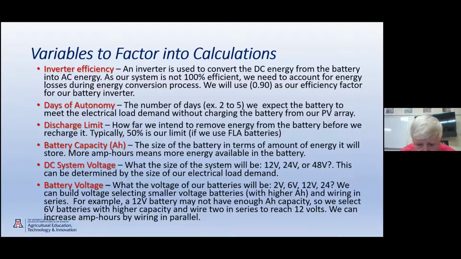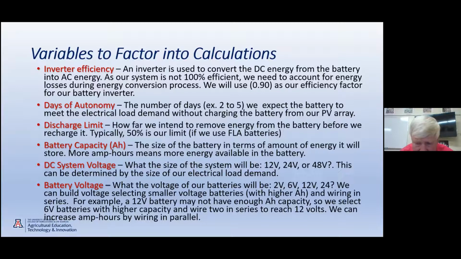Our system voltage: are we running 12 volt, 24, or 48 volt? That will be determined by our electrical load demand. And then battery voltage: are we running 2 volt, 6 volt, 12 volt, or 24? We can build the voltage by selecting smaller voltage batteries that have a higher amp hour capacity and wiring them in series. For example, a 12 volt battery may not have enough amp hour capacity, so we select 6 volt batteries with higher capacity and wire them in series to reach 12 volts.